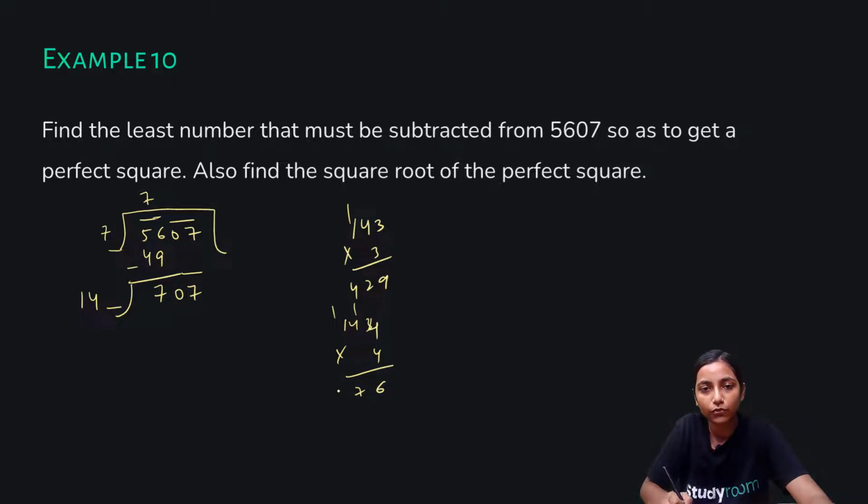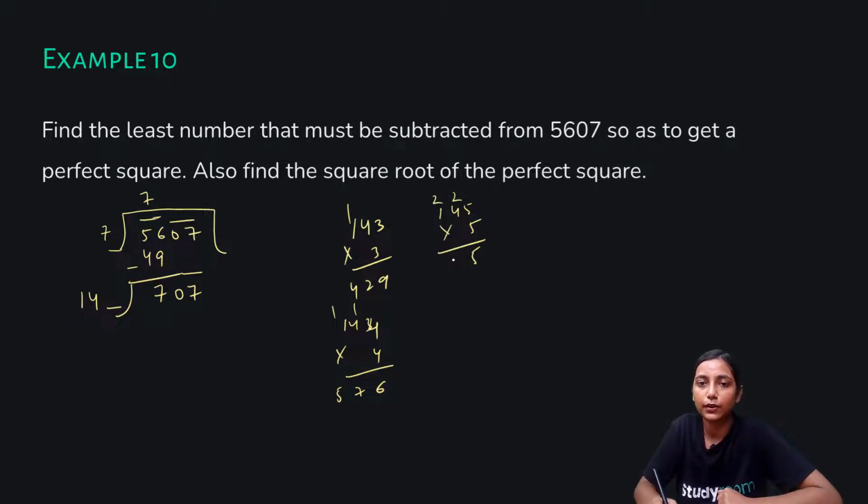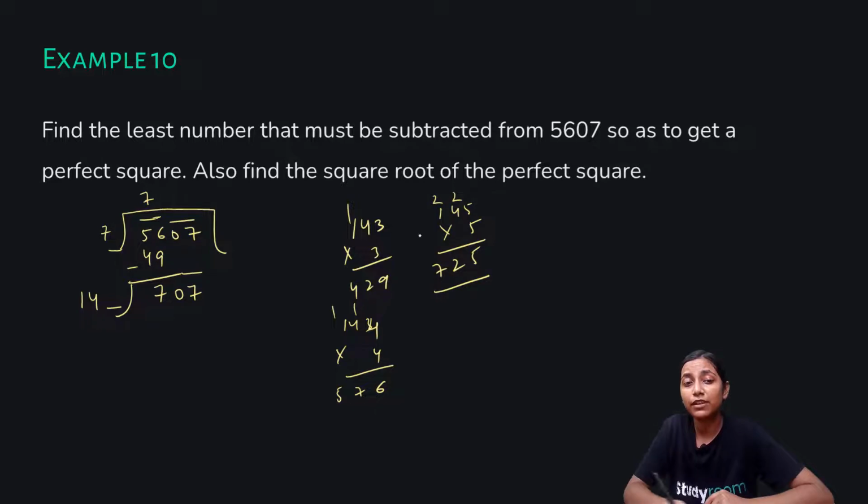And 4 1s are 4, 5, it's still less. Let's try the next number, that is 145 into 5. 5 5s are 25, 5 4s are 20, 22, 5 1s are 5, 6, 7, 25. So it's now bigger than 707. 725 is bigger than 707, so we cannot write 5 here.